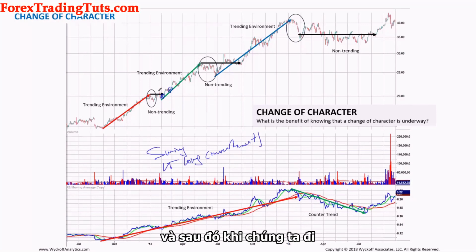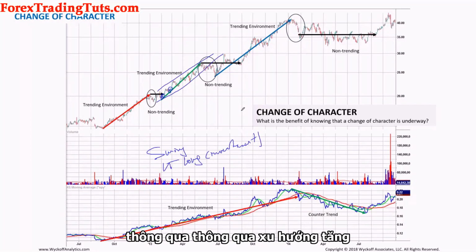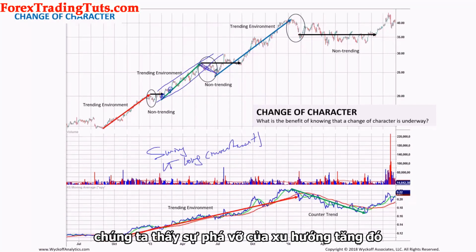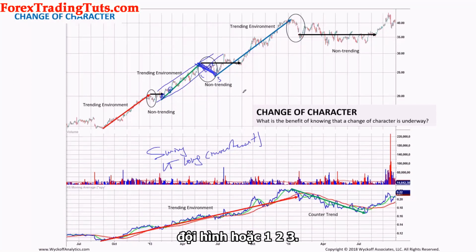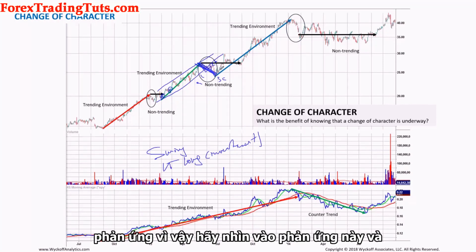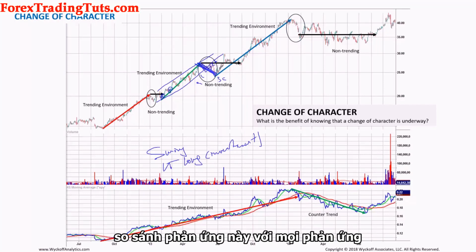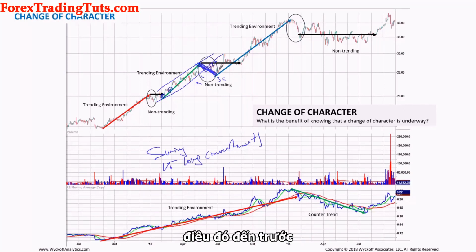And then as we go through the uptrend, we see the break of that uptrend, and then we look at the reaction. And it's a little bit complex. It has an ABC formation, or 1, 2, 3. For those of you who are familiar with Elliott wave, you will recognize this reaction. So look at this reaction and compare it to every reaction that came before.